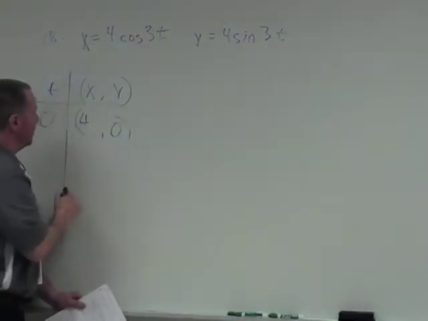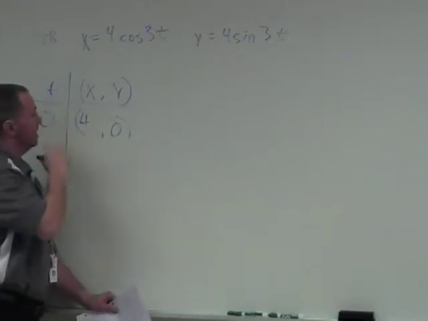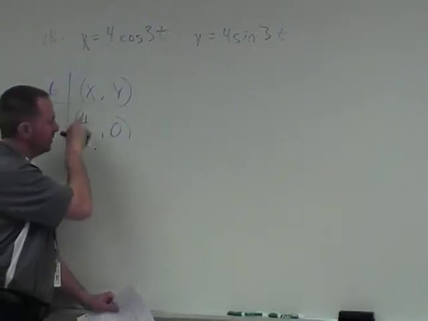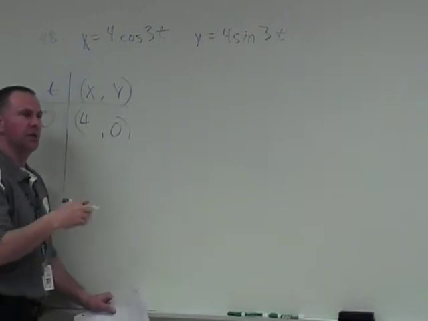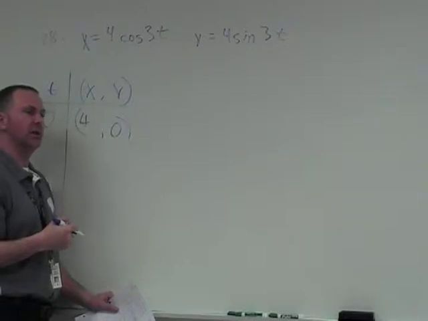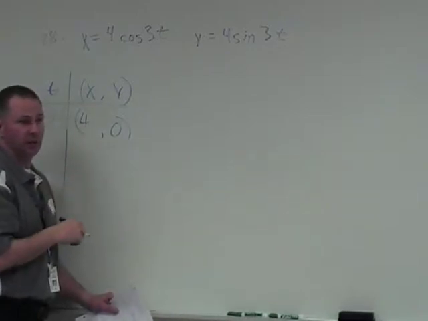Now you're going to do 2 of these problems. And these are going to be circles, basically. So at time t being 0, your point is at (4, 0). That's the first part of the question. The next question is, what is happening to the sine and the cosine? Are they increasing or decreasing? And in which direction are we going? Are we going clockwise or counterclockwise?